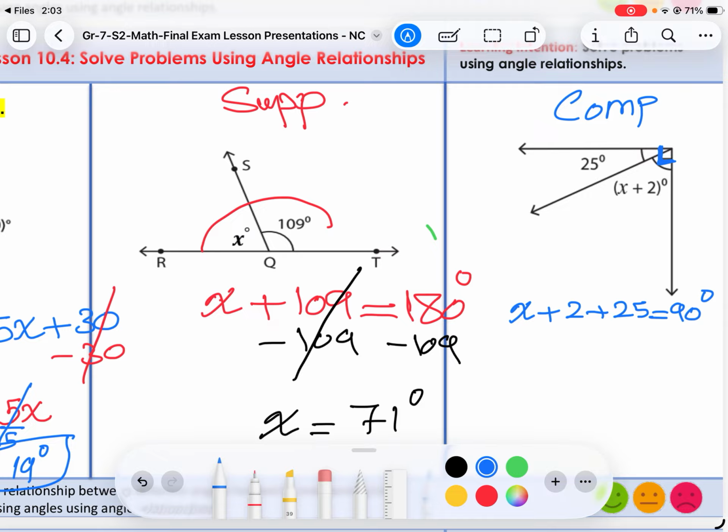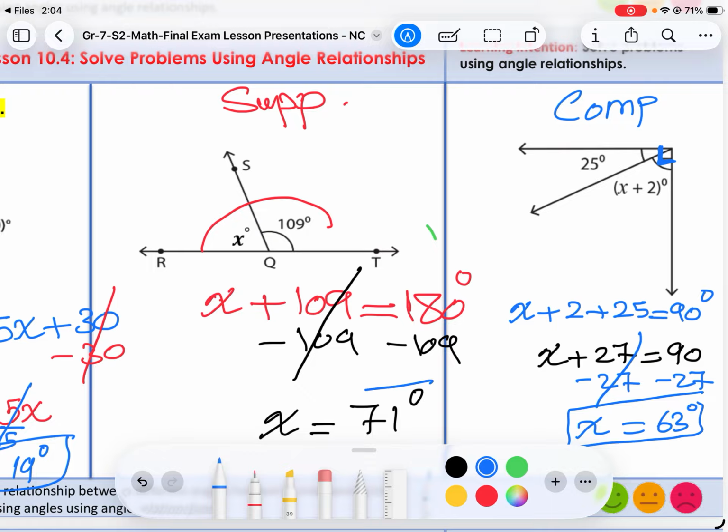Okay, and now let's simplify. Before you start solving the equation, you can tell that 2 and 25, they are like terms. They're both numbers. So why don't we combine them together? So the equation will be x plus 27 equals 90. And now let's solve the equation. Minus 27 from both sides. So 90 minus 27, x will be equal to 63 degrees. Okay.